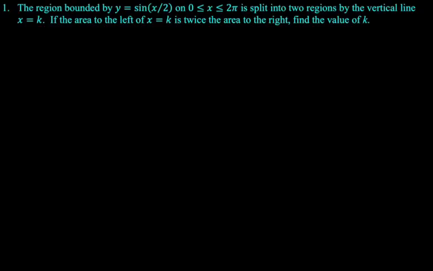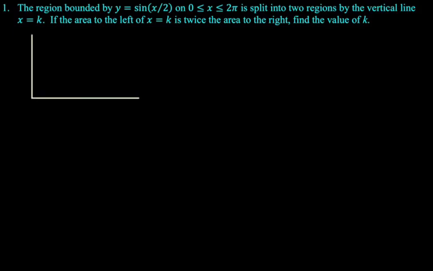Let's look. So the region bounded by y equals sine of x over 2 on 0 to 2 pi is split into two regions by the vertical line x equals k. If the area to the left of x equals k is twice the area to the right, find the value of k. All right, let's start with a picture.